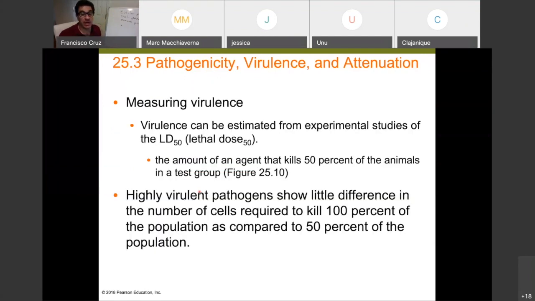So we measure virulence by lethal dose 50. The LD50 is the amount it takes to kill 50% of an animal in a test group or a population, any kind of population. So highly virulent pathogens show little difference in number of cells required to kill 100%.